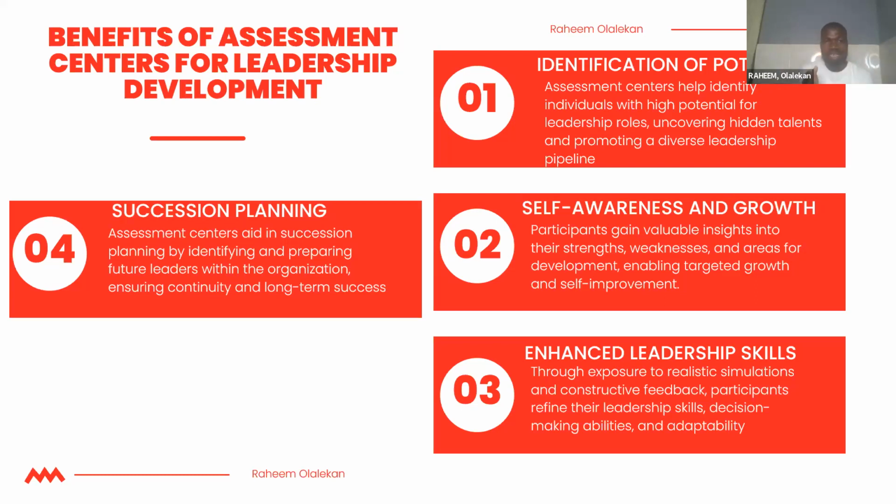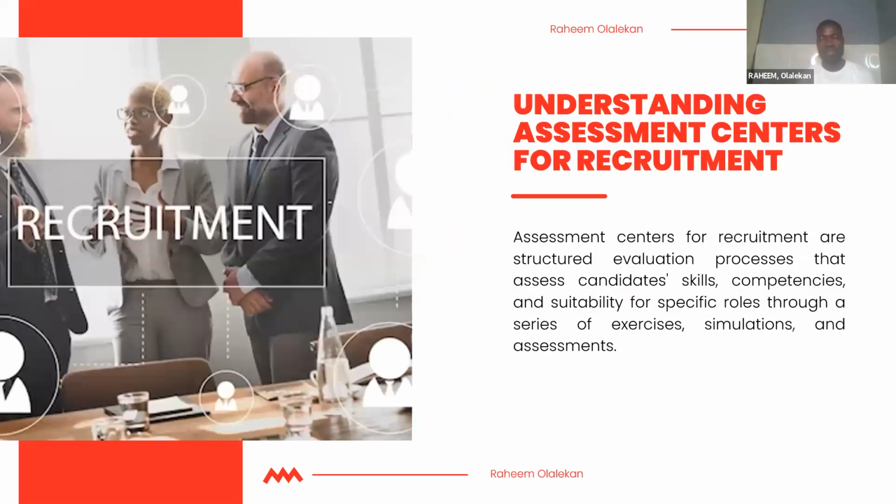An assessment center is one of the major tools you can deploy to enhance leadership skills in people. I've said a lot about succession planning and how assessment center is used for it as far as leadership development is concerned. Okay, how do we make use of assessment center for recruitment?